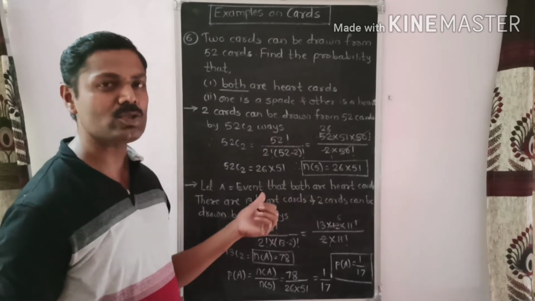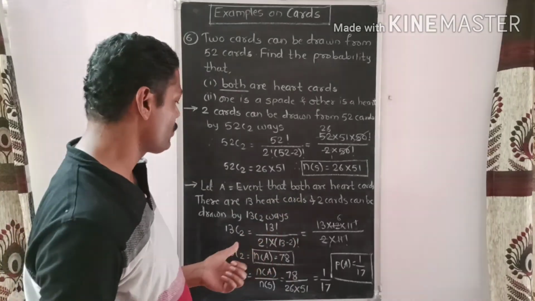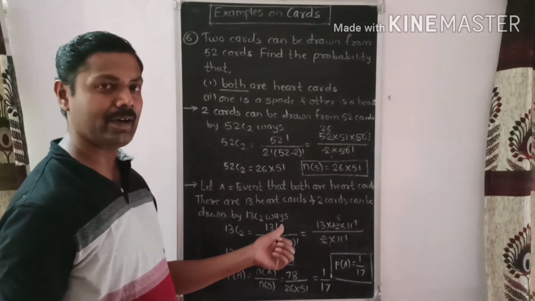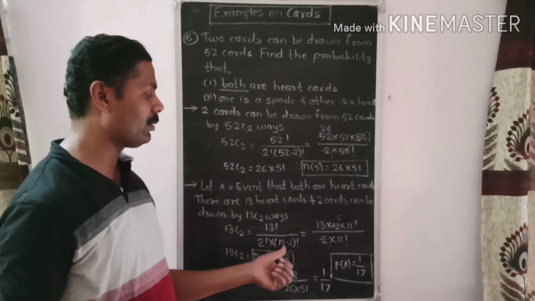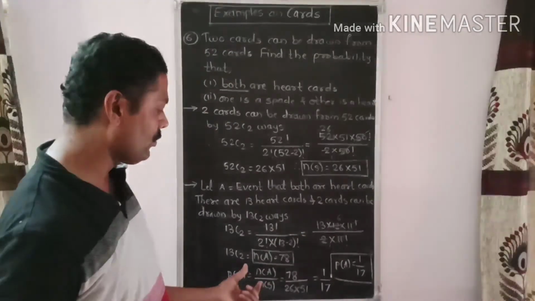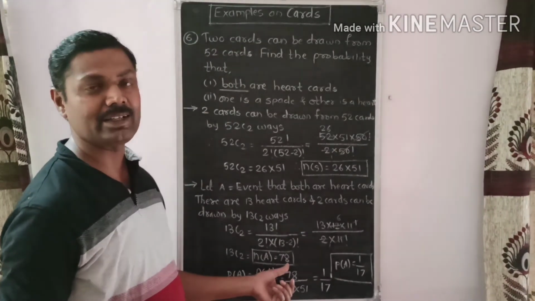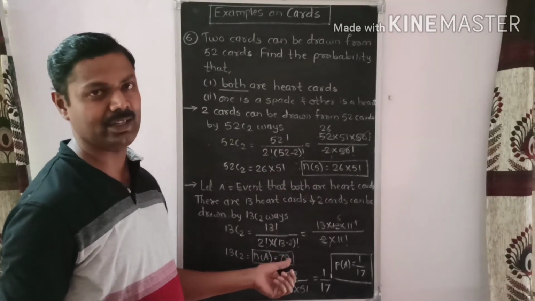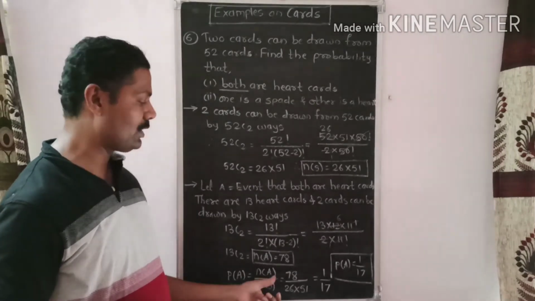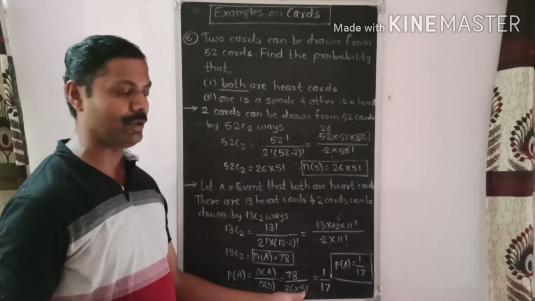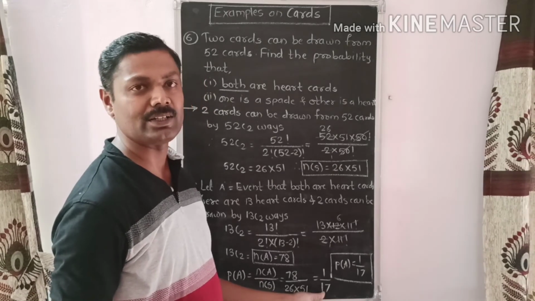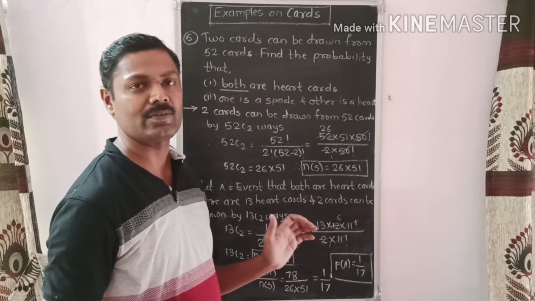So put these 2 values in the formula of nCr. So what will happen? It is 13C2. It is equal to 13 factorial divided by 2 factorial into 13 minus 2 factorial. By solving this, we have 13C2, it is 78. It means that n of a is 78. Now find P of a. P of a is equal to n of a divided by n of s. So it is 78 divided by 26 into 51. By calculating this, we have the value. It is 1 upon 17. So P of a is 1 upon 17.